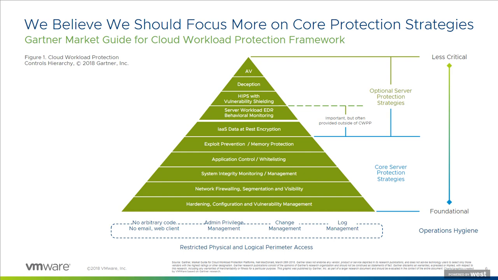Layered across the top of that is where we then start to see AppDefense and the AppDefense capabilities coming into this pyramid. AppDefense provides us with things such as system integrity monitoring and management, application control whitelisting, and it also encompasses exploit prevention and memory protection technologies. So I think it's just important to understand where AppDefense fits into this model. NSX provides the network segmentation, and AppDefense provides the 3 layers of protection across the top of network segmentation.